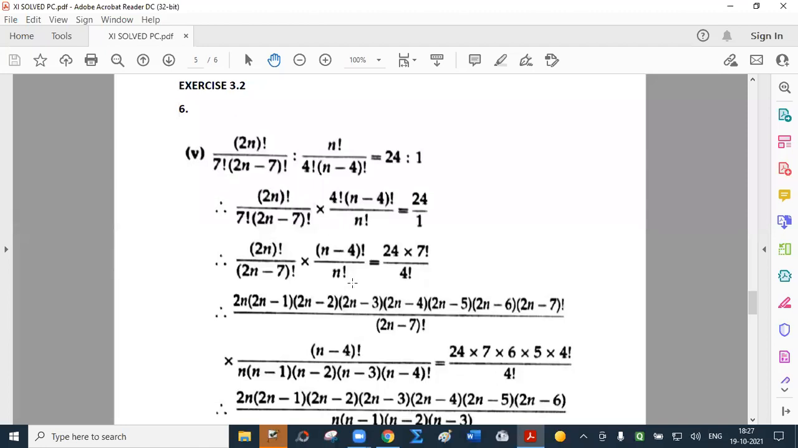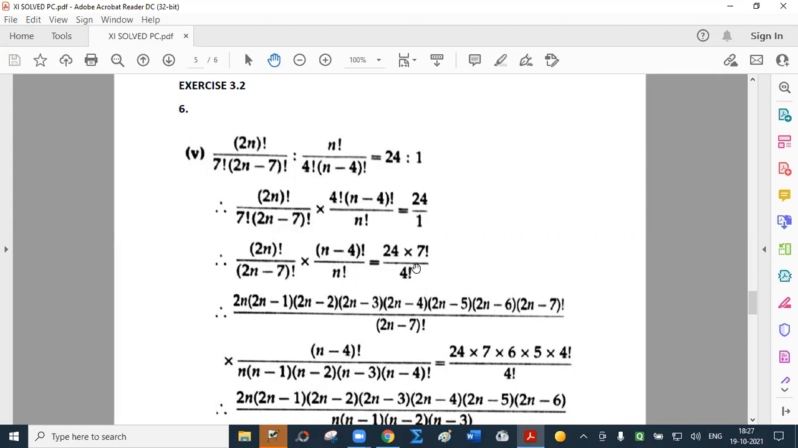Now, the next step is important. See, which is greater? 2n is greater. So factorial of greater is factorial of smaller, that is 2n minus 7 factorial, go on adding 1 until you get the greater. So 2n minus 6, 2n minus 5, 2n minus 4, 2n minus 3, 2n minus 2, 2n minus 1, and finally 2n. Here which is greater? n is greater. So n factorial is n minus 4 factorial into n minus 3 into n minus 2 into n minus 1 into n.